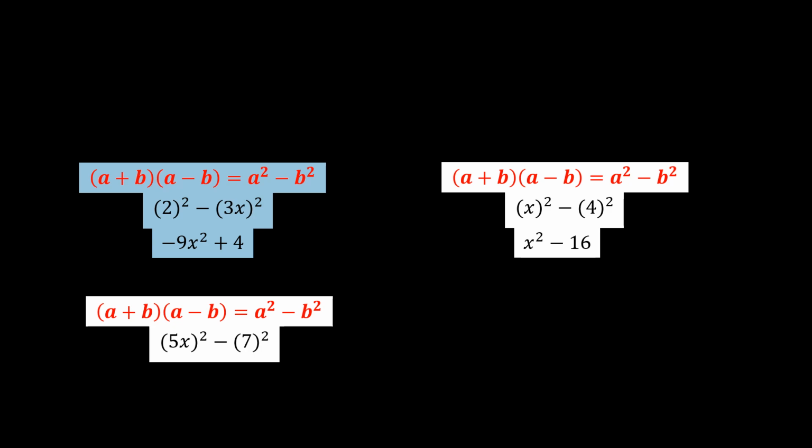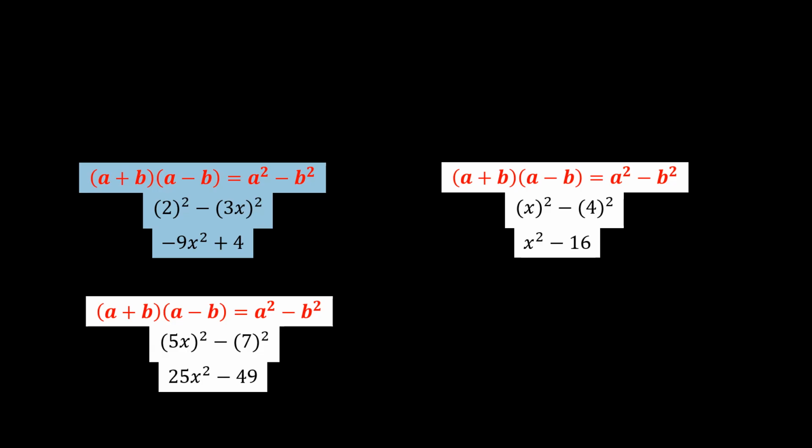And for my first term, again, because it's a number and a variable, I need to square both the number and the variable. So 5 times 5 is 25. x times x is x squared. Then I would square 7. 7 times 7 is 49. So I would have 25x squared minus 49. That would be my final answer for number 3.